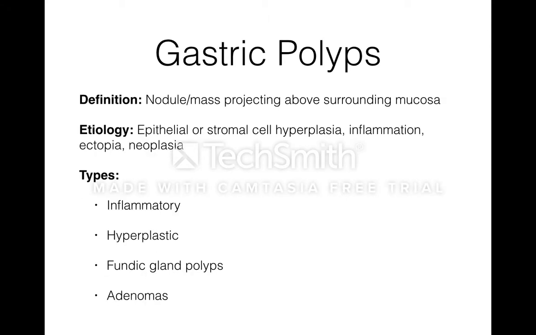So a polyp is just a nodule or mass projecting above the surrounding mucosa. It arises from epithelial or stromal cell hyperplasia, inflammation, ectopia. Ectopia is just tissue that normally isn't found there, or it can also arise from neoplasia. The four main types of gastric polyps are inflammatory, hyperplastic, fundic gland polyps, and adenomas. These are primarily differentiated by their morphological features.